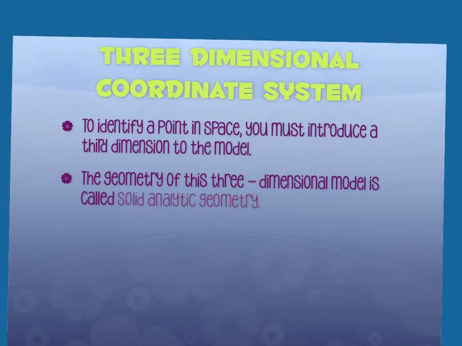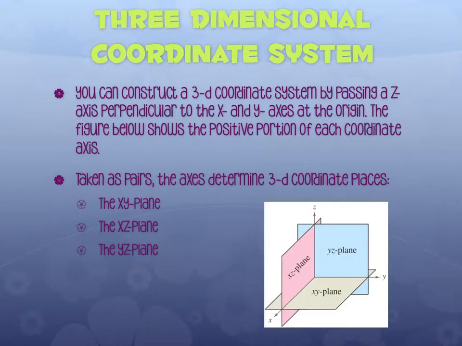This is to identify the point in space, because space is your 3D. You have to introduce a third dimension to the model. So we have an x-axis, a y-axis, and now we're going to add in a z-axis. The geometry of this three-dimensional model is called solid analytical geometry. So this is where you move into analytical geometry. The good news is we're not going to spend very much time here, okay? That's the difference between just two-dimensional geometry and analytical: that third dimension.